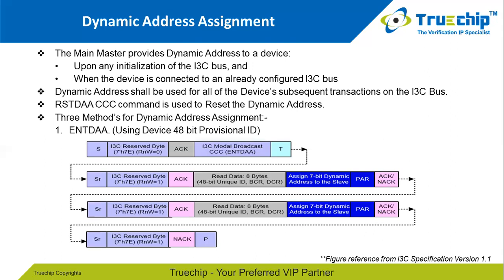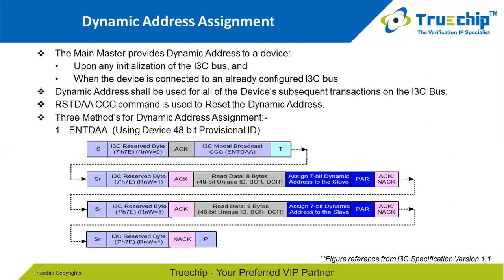There are three ways of assigning the dynamic address. First, ENTDAA. The ENTDAA broadcast command forces all I3C slave devices, if they do not already have a dynamic address assigned, to go into address assignment mode. As you see in the figure, after the ENTDAA CCC, the master sends a repeated start and the broadcast address 7'h7E with the read-write bit raised.